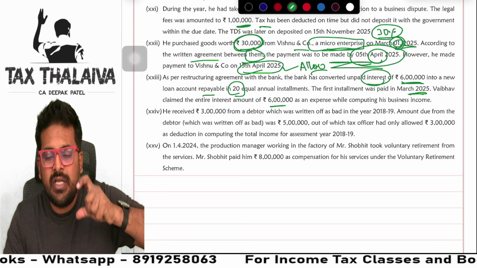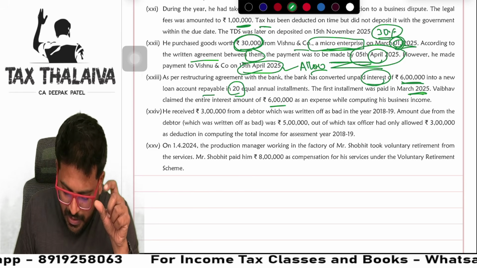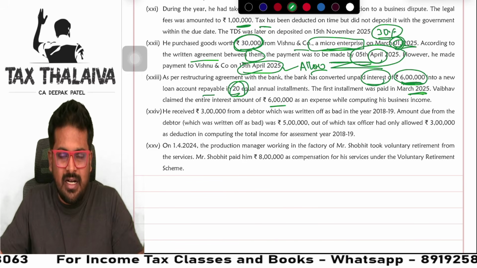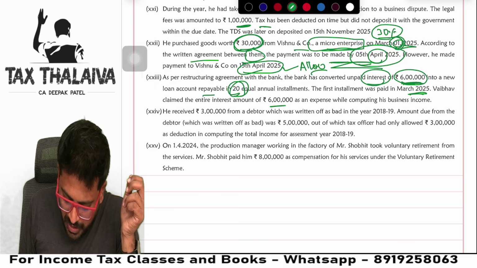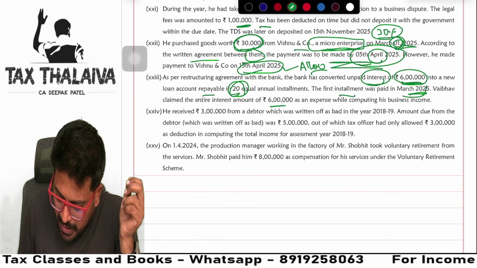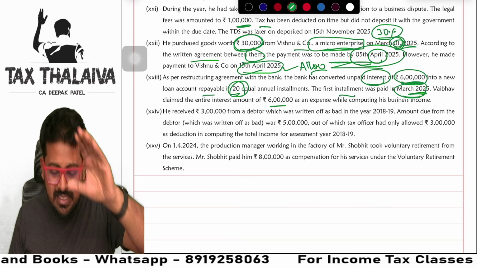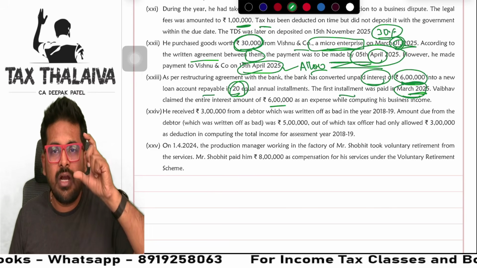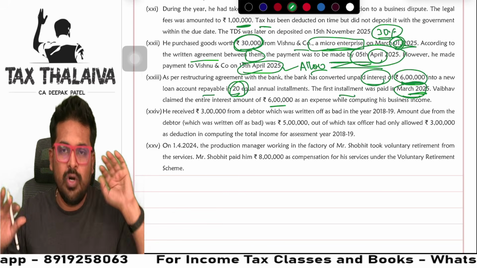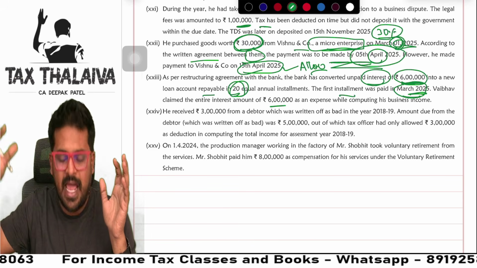Only to the extent of the interest which you actually pay, you will be claiming the expenditure. So out of 6 lakh rupees, split into 20 equal installments, the first installment was paid in March. You have made only one installment, guys. 6 lakh rupees divided by 20, that is 30,000 rupees only will be allowed. The rest amount will not be allowed. The rest will be allowed only in the year in which you make the actual payment.